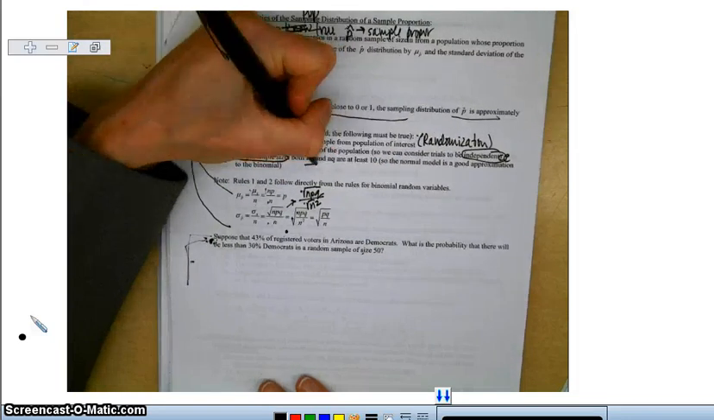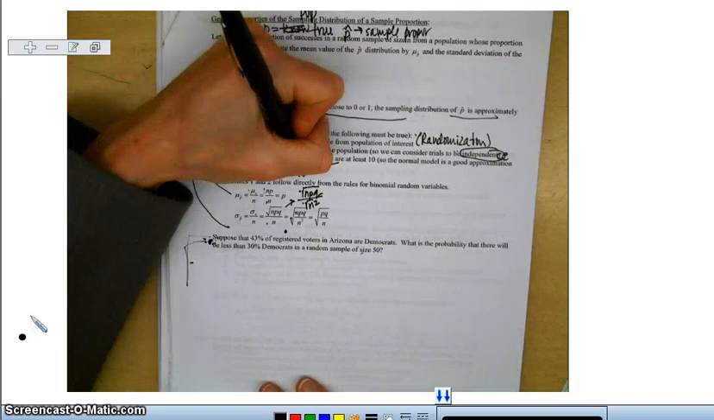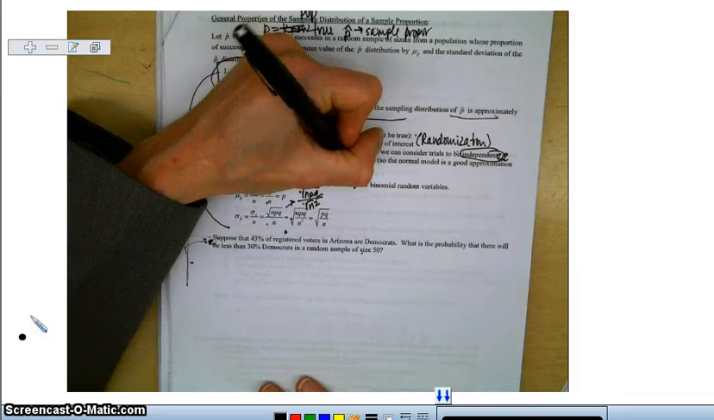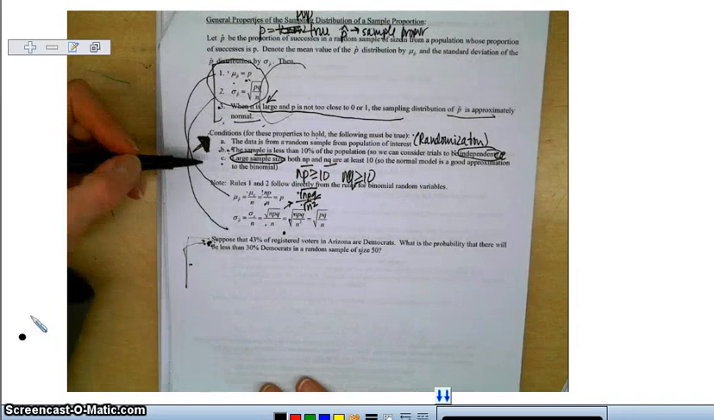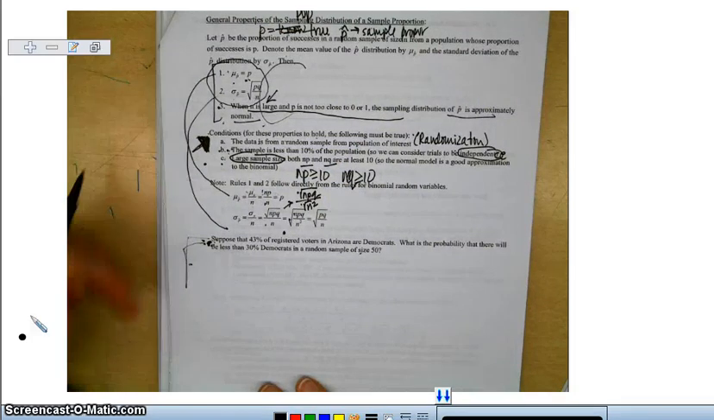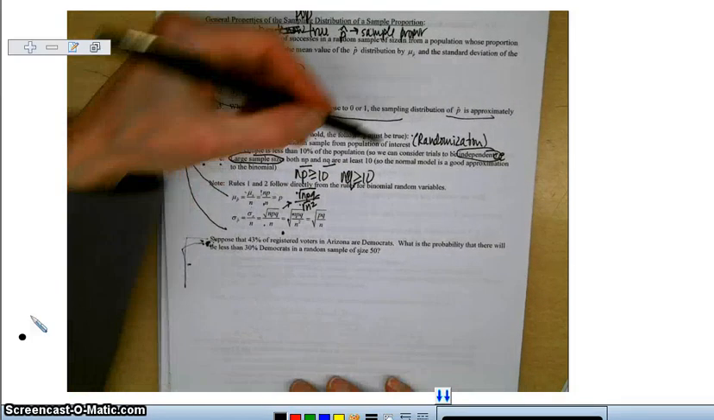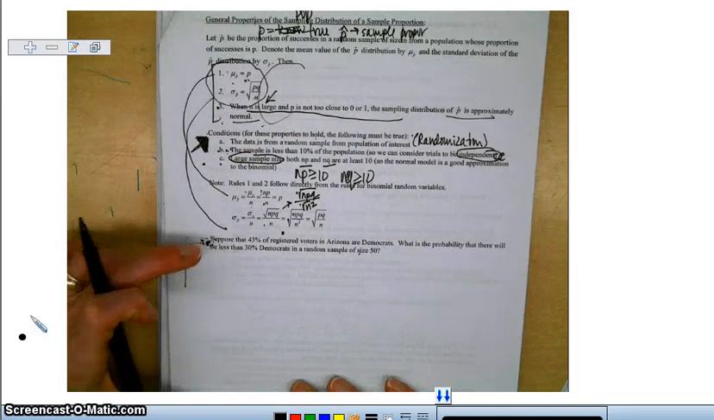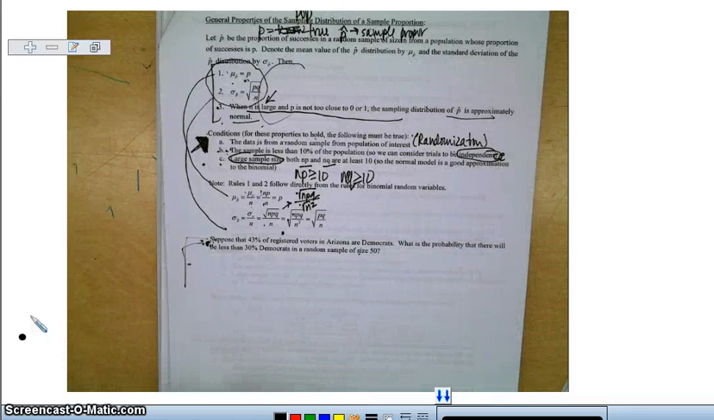And then finally the large sample size condition. So we've got the randomization, the independence, and the large sample size. The large sample size is the same one we did before: n times p is greater than or equal to 10, and n times q is greater than or equal to 10. So those are the three conditions you must check every single time before you change to use a normal distribution. The next video goes over this problem right here, this example, and the rest of the notes. So thank you very much.